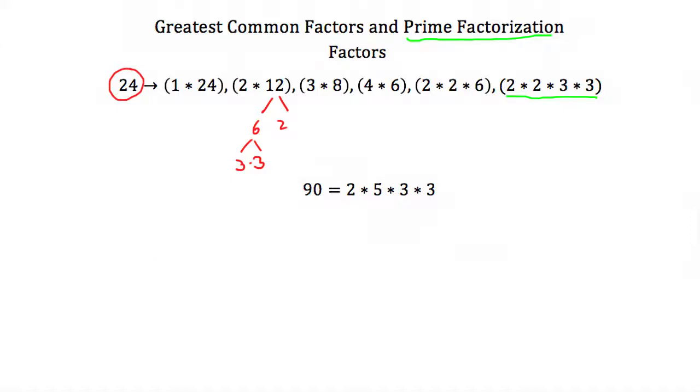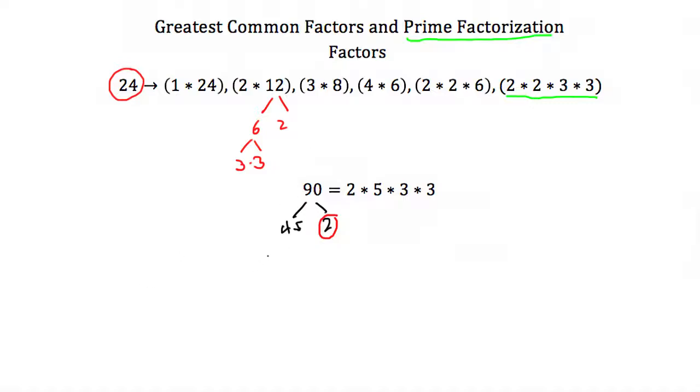So if we have the number 90 here, our prime factorization would be 2 times 5 times 3 times 3. And an easy way to get your prime factorization is to build a factor tree. So if I have 90, I can get 90 by factoring into 45 and 2, because 45 times 2 would be 90. Now notice 2 is a prime factor, but 45 is not.